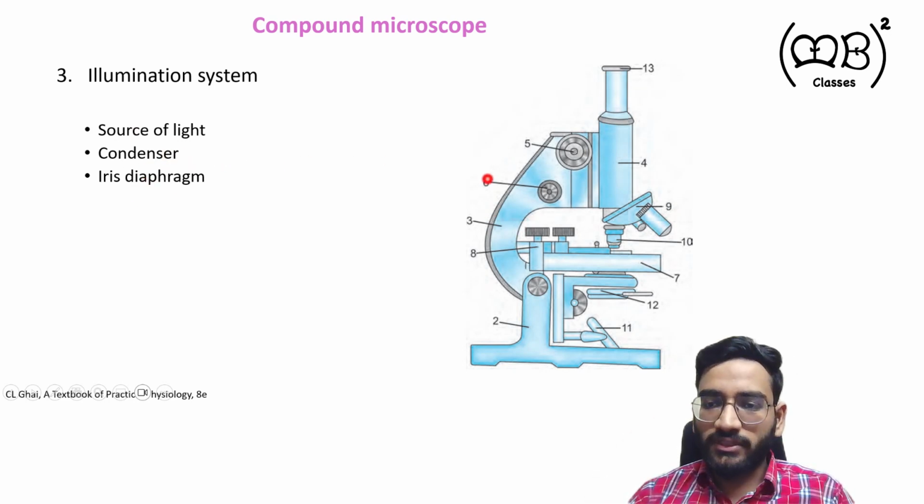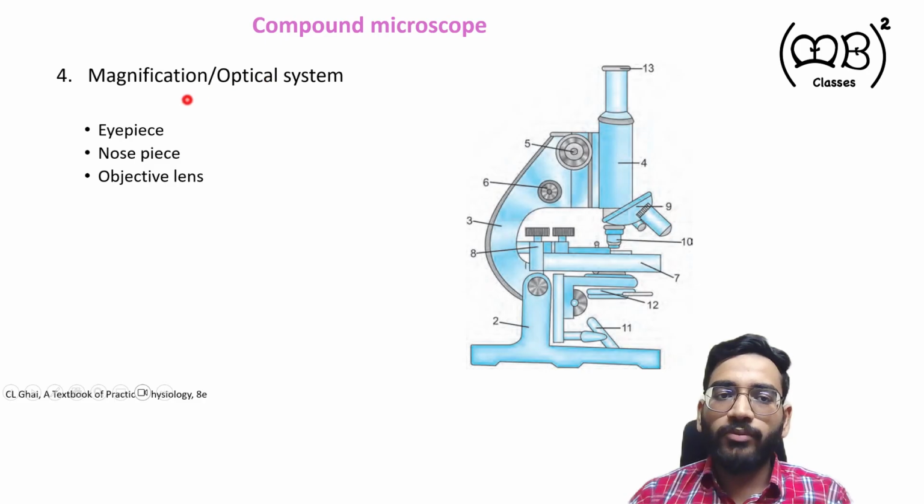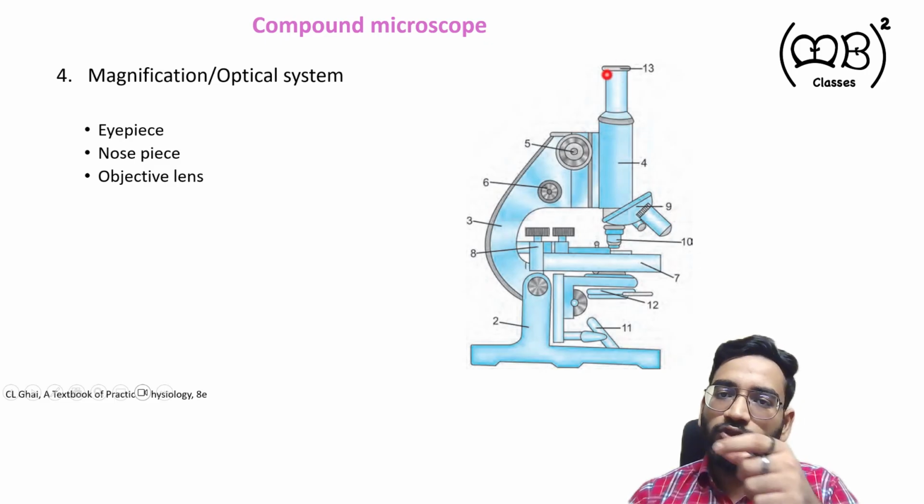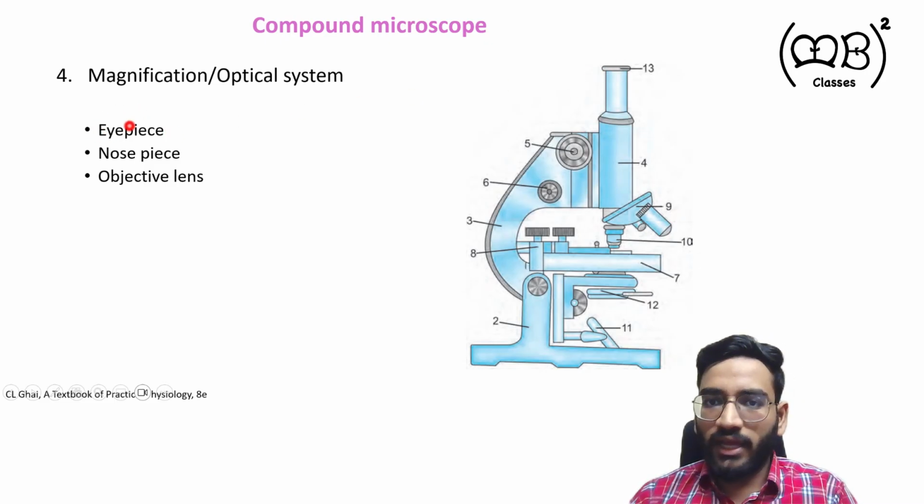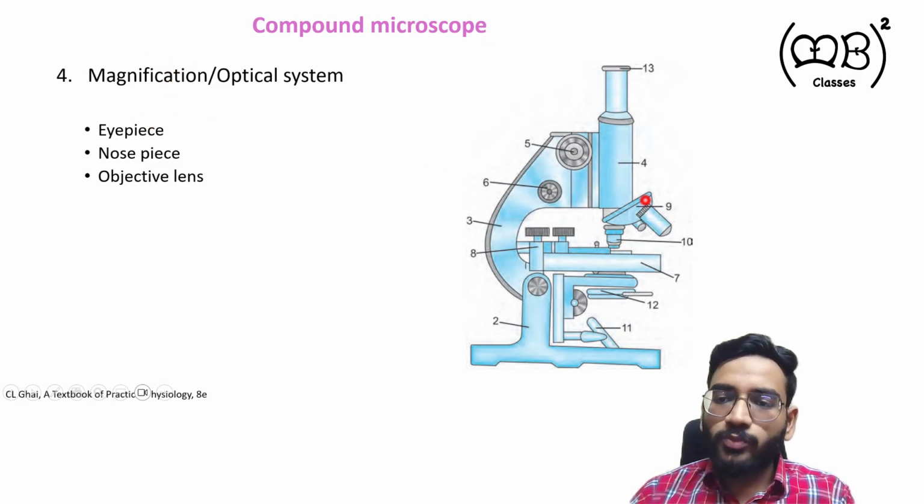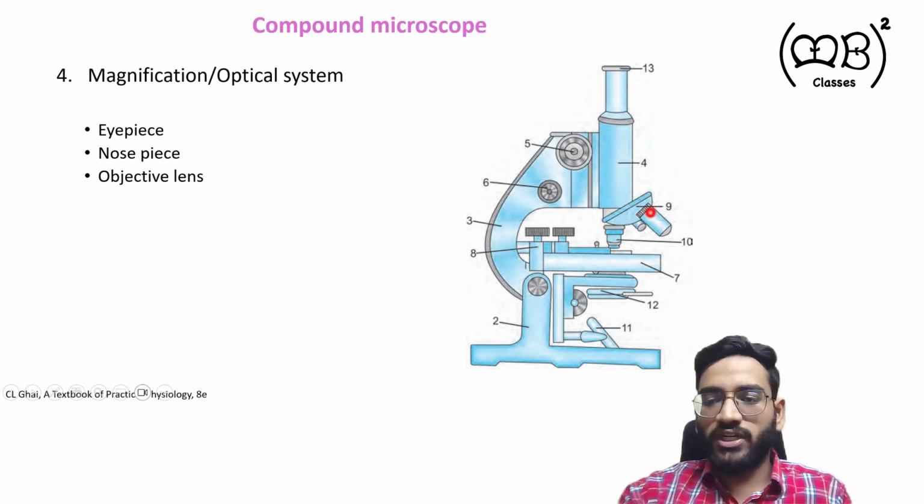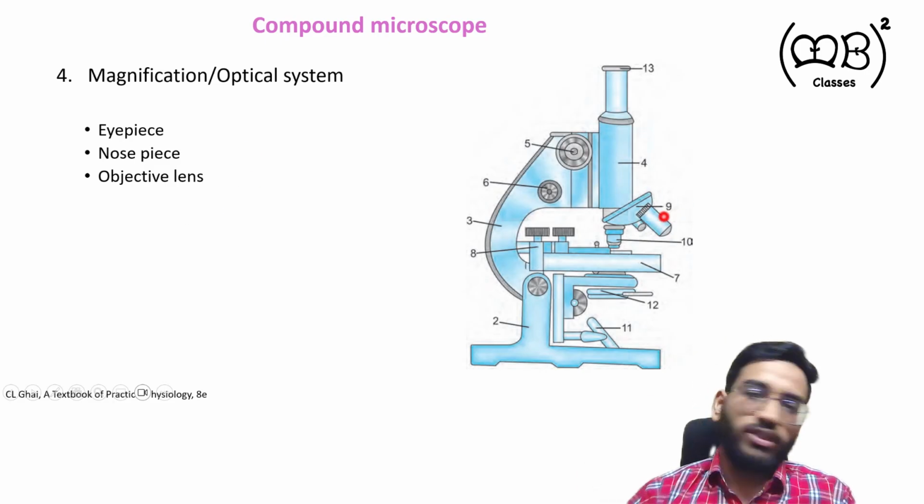So this was the basics of the supporting system, then the focusing system, then the illumination system. But the most important thing in the microscope would be the magnification or optical system. The optical system consists of an eyepiece. The eyepiece is what we look through, and it has its own power, usually 10x, which will also be included in the magnification. Then there is a nose piece, which is usually a revolving nose piece, which we can revolve to change the objective which is in focus. And there are objective lenses which are attached to the nose piece.